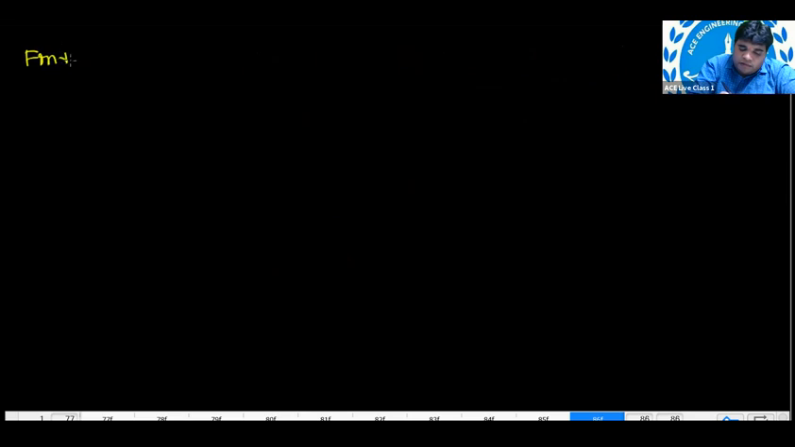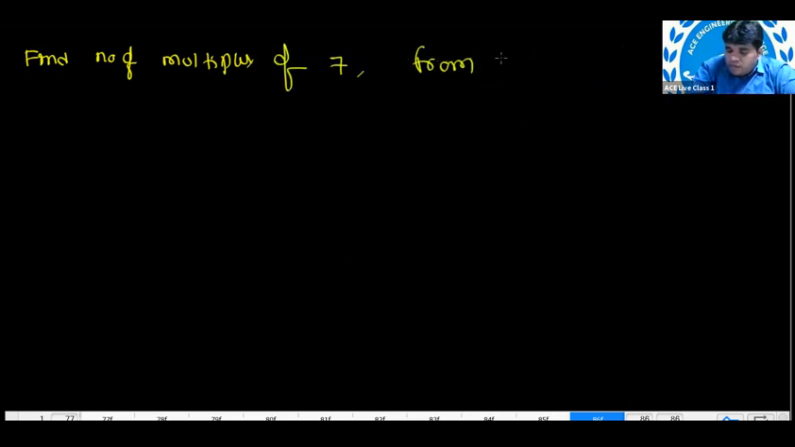Find the number of multiples of 7 from 150 to 900. From 150. Is this 150 a multiple of 7? Is it right?